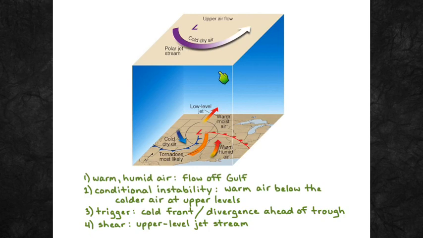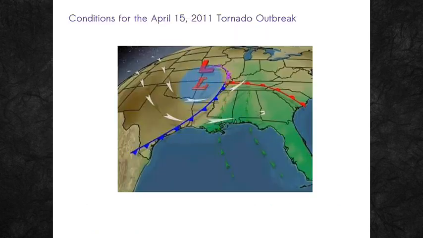So this kind of configuration then provides all the ingredients that you need for supercells. This is actually why the U.S. produces so many more tornadoes than other countries. It's because we have these conditions that set up favorably in the spring for tornadoes. This is that same case that I showed before, showing all the same ingredients: flow off of the Gulf, cold front, divergence at upper levels, the jet stream, and so forth.